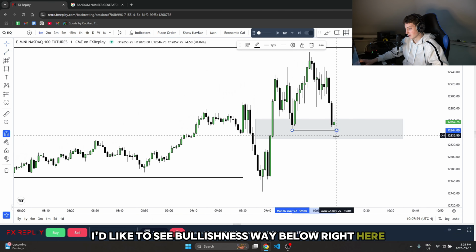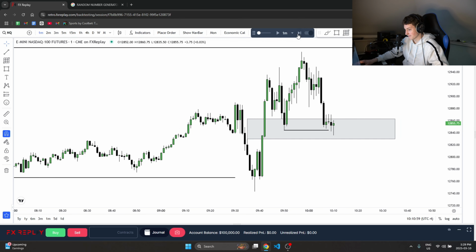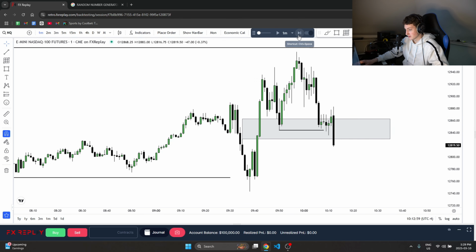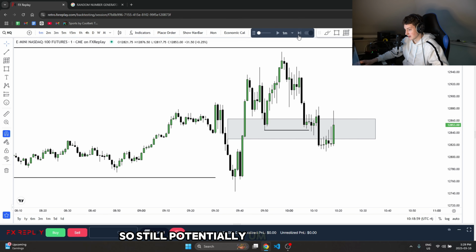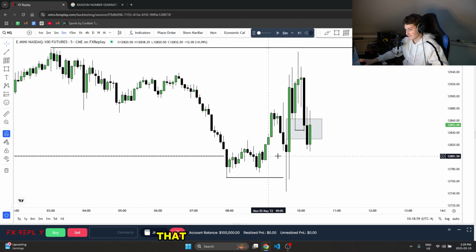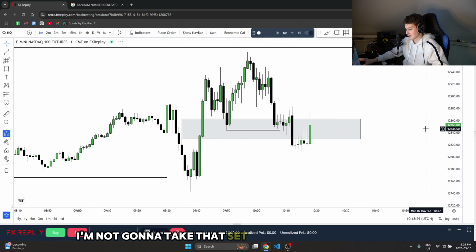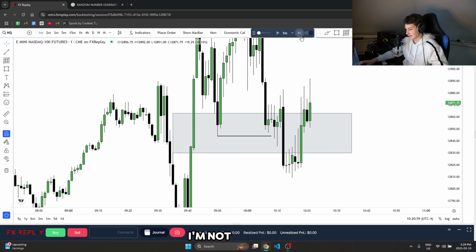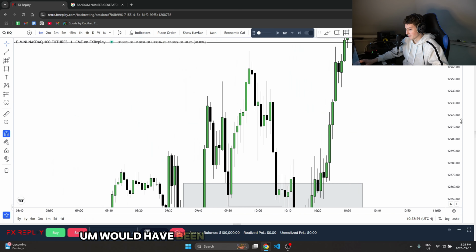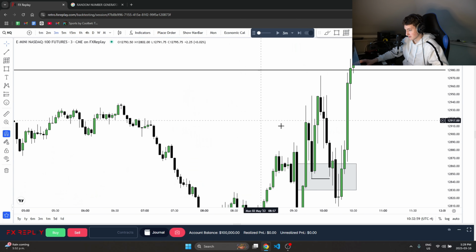We have a low right here. Let's see if we come and sweep that. So yeah, we just swept that. So still potentially an entry long. That 5-minute close below, I'm not gonna take that setup. A little close above here, I'm not taking it. Would have been a break-even trade regardless, and even this.